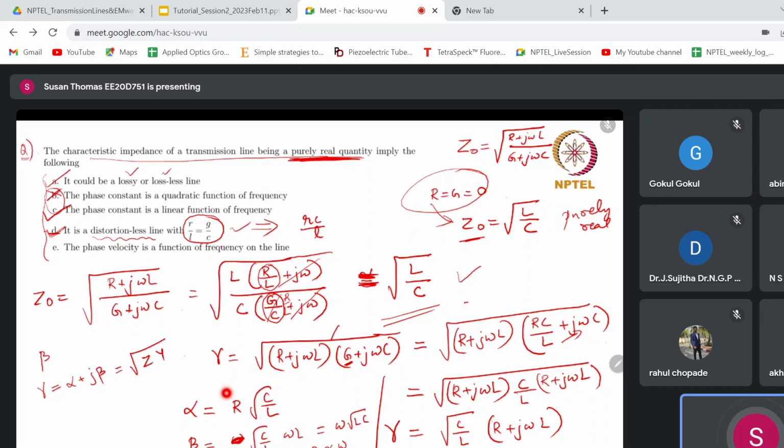Now let's evaluate the last option. How about phase velocity? Is it a function of frequency? No, it is 1 by root LC, so it's not a function of frequency. Yes, exactly. So omega by beta, where beta is omega root LC. We know that Vp is 1 by root LC, which is not a function of frequency. So this is also a wrong implication.